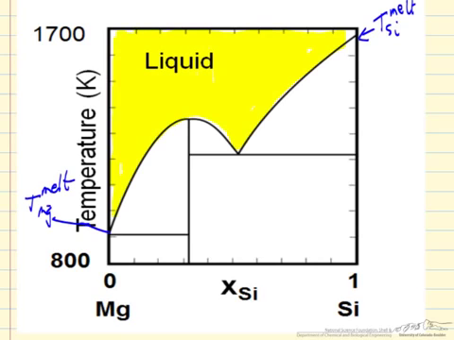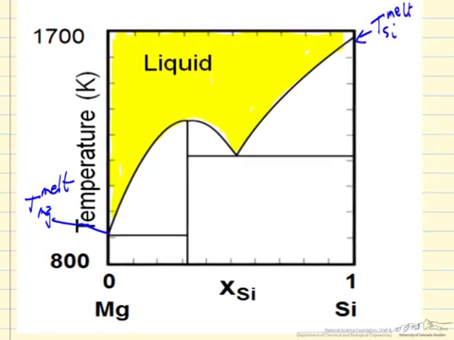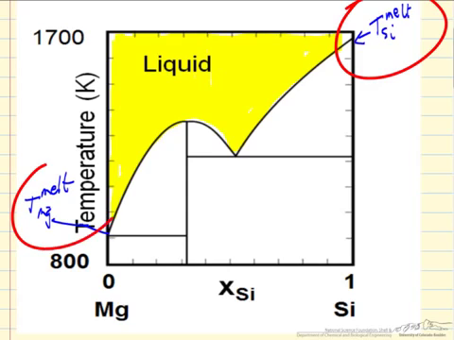We'll start by looking at the liquid region. So what I've done is label the melting point for silicon and the melting point for magnesium. And we have liquid in this region, so the first thing to notice is that the temperature we have, solidification or melting, is a function of the composition. So unlike a pure material in which all the phase change occurs at one temperature, here it occurs at different temperatures for different compositions.